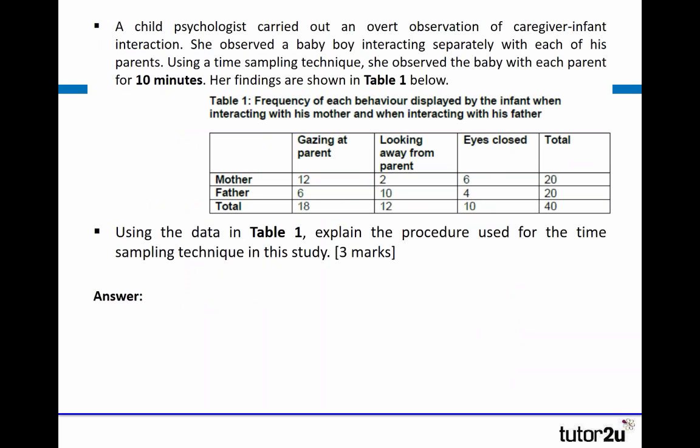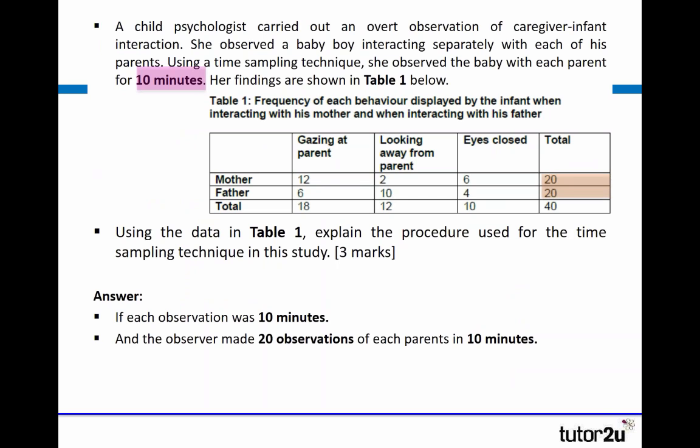If we go back to the question then, the first thing we want to look at is that they said that the observation was 10 minutes, so we can mention that straight away. If each observation was 10 minutes, and the observer made 20 different observations, because according to this table, the child would gaze at the parent 12 times if it was the mother, look away twice, and had its eyes closed 6 times. That means there were 20 different observations that took place in that 10 minutes for the mother.